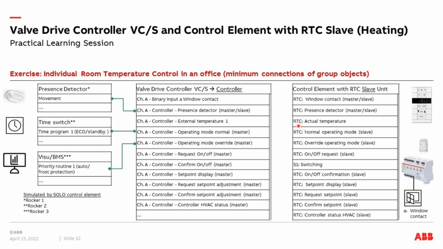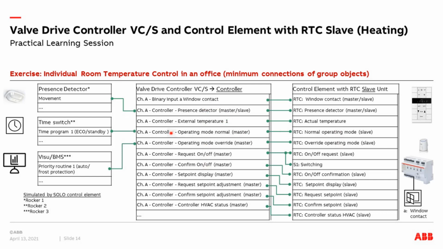So then we come to the group addresses we need between our controller and our control element. The important one is of course our actual temperature. So this device measures the temperature and sends it here to the input external temperature of our valve drive controller. Plus all the other objects we have to link between our master and slave.